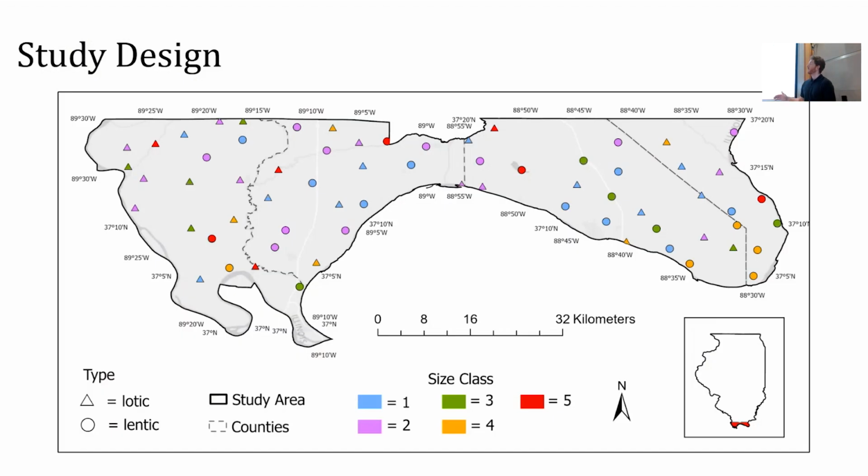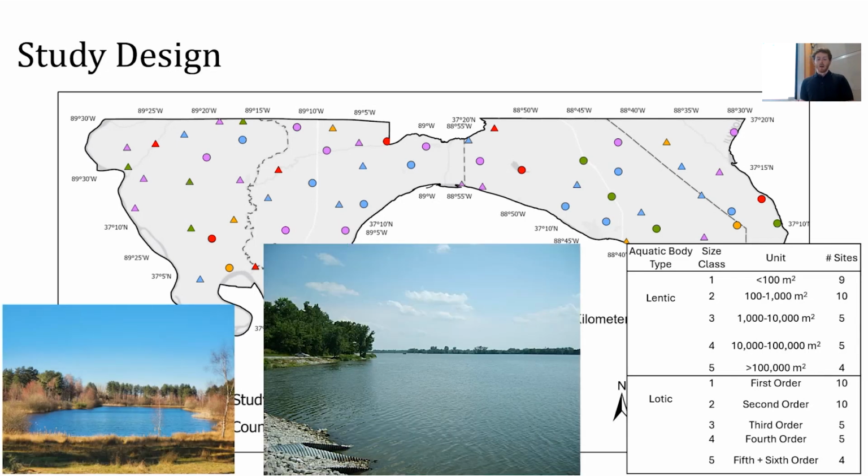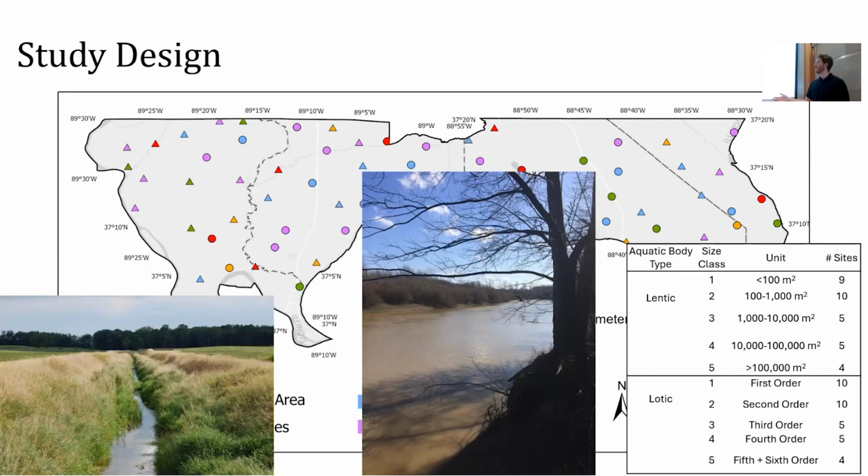To address all of these questions, I randomly selected 67 different sites across the lower 4 counties of Southern Illinois, proportionally stratified by both water body type and size, according to what was available in the landscape. So you can see I have both lentic and lotic water bodies, and then 5 different size classes within each of those types. For lentic water bodies, again, those that are non-moving, I stratified by the area of that water body. And then for lotic water bodies, those that are moving, I stratified by the stream order.